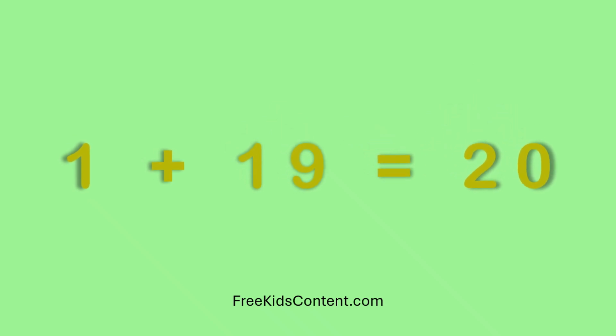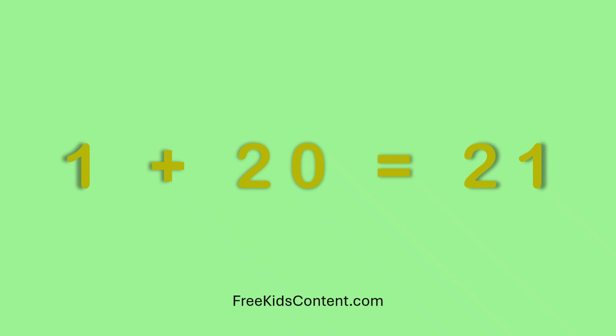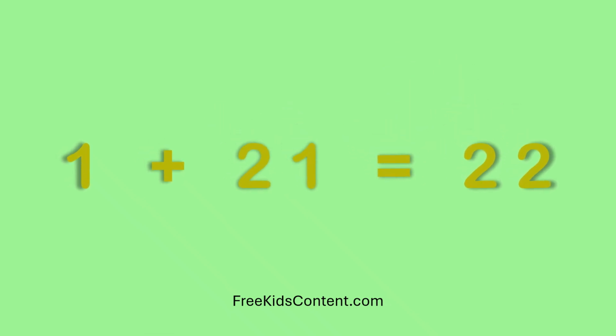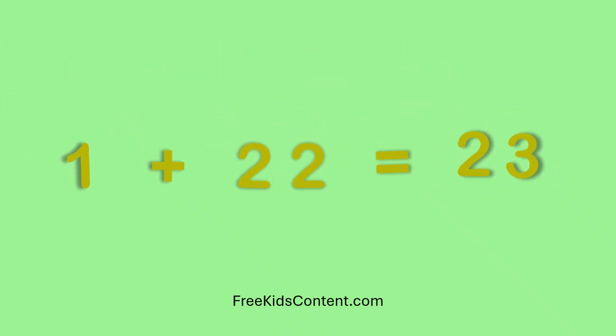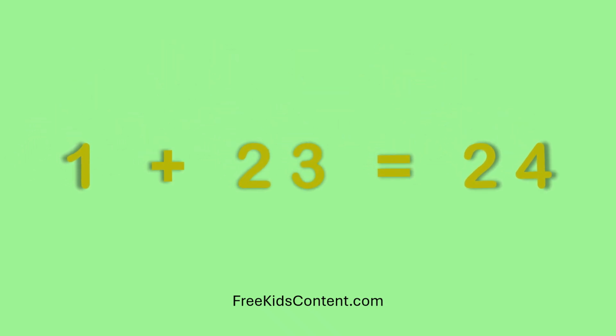1 plus 19 is equal to 20. 1 plus 20 is equal to 21. 1 plus 21 is equal to 22. 1 plus 22 is equal to 23. 1 plus 23 is equal to 24.